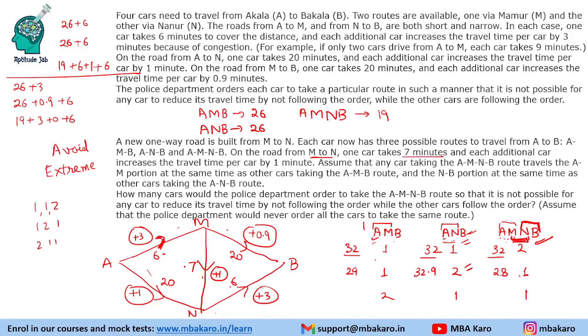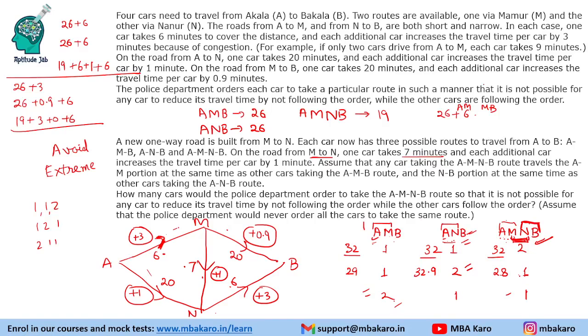Okay, now the third scenario, if we take two cars in the AMB route, so 26 is the normal time. Now in the AM part, we have 1, 2 and 3 cars, 2 extra cars. So 6 minutes added over here. Okay. And in the next phase, MB, it has AM, it has 2 more cars, and MB part, it will have 1 more car. That is, the 2 cars are traveling in this route.